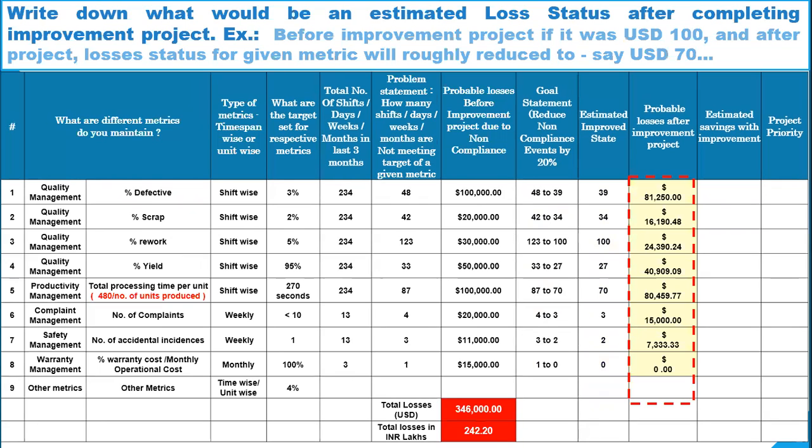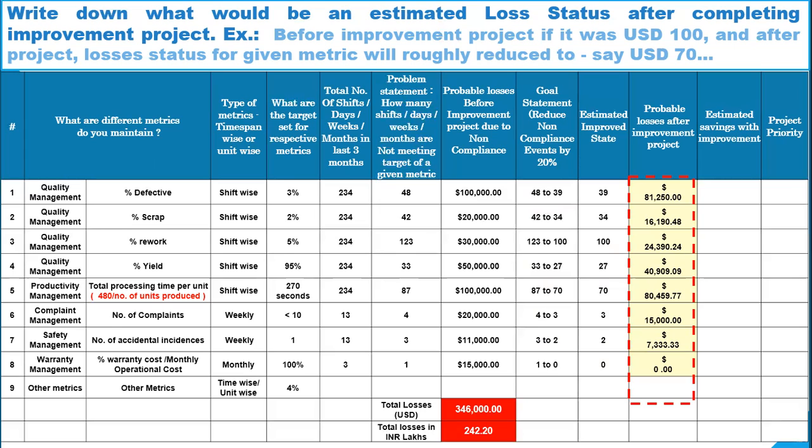If my losses were standing at $100,000 right now, when I have 48 non-compliant shifts, and I reduce it to 39, what would be my estimated losses by that time? So we'll just jot it down over there. Here, if we reduce it from 48 to 39, total losses of $100,000 will get reduced to $81,250. It's a typical mathematical calculation. Again, this is a rough estimation, before we start implementing the project.